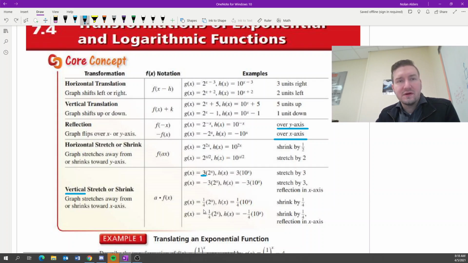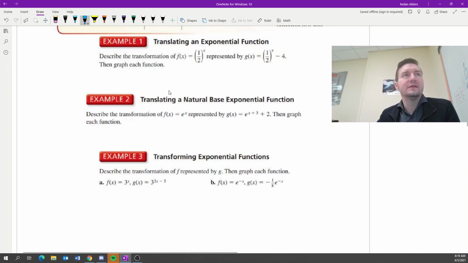Okay, and then shrinks, of course, would be a number between 0 and 1, so like a fraction or a decimal smaller than 1. Okay, let's look at a few examples of this.